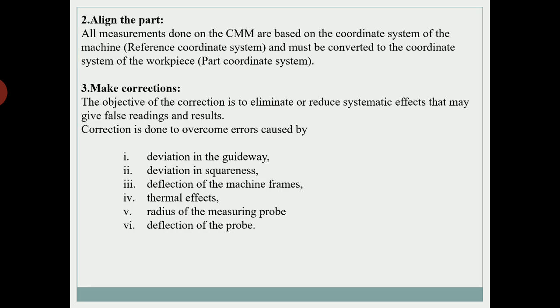And the third function, make corrections. The objective of correction is to eliminate or reduce systematic effects that may give false readings and results. Correction is done to overcome errors caused by deviation in the guideways, deviation in squareness, deflection of the machine frames, thermal effects, radius of the measuring probe, deflection of the probe.